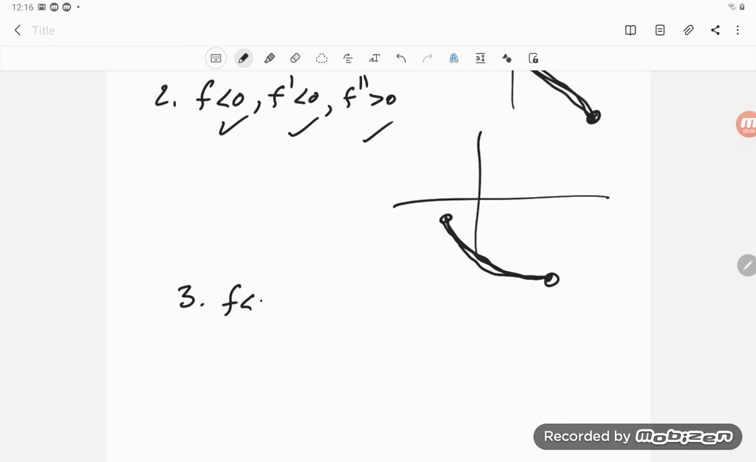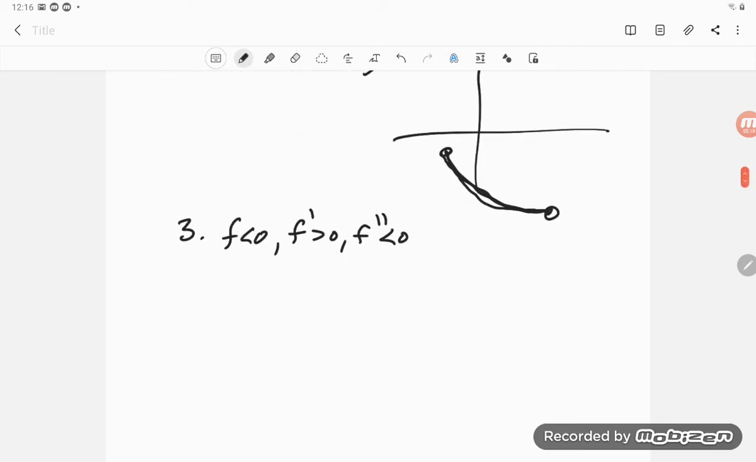3, okay, so let's let f be negative, f prime be positive, and f double prime be negative. Okay, f is still negative. I'm still below the x-axis. But f prime is positive, so I have to be below the x-axis but going up like that. So I'll start at the left, end up at the right, but again I need to get rid of that straight line because f double prime is negative. That's concave down. There I've made something concave down. It's below the x-axis, it's increasing, but it's concave down.